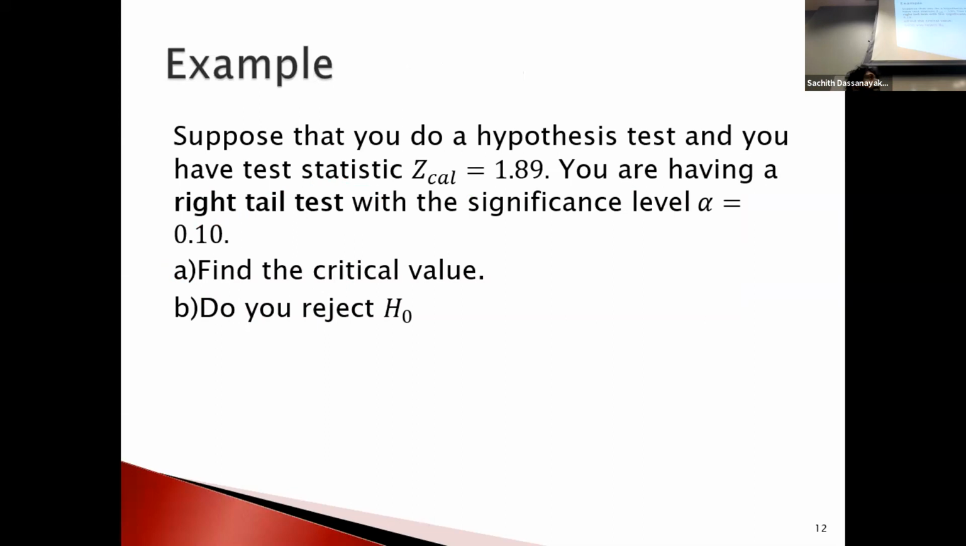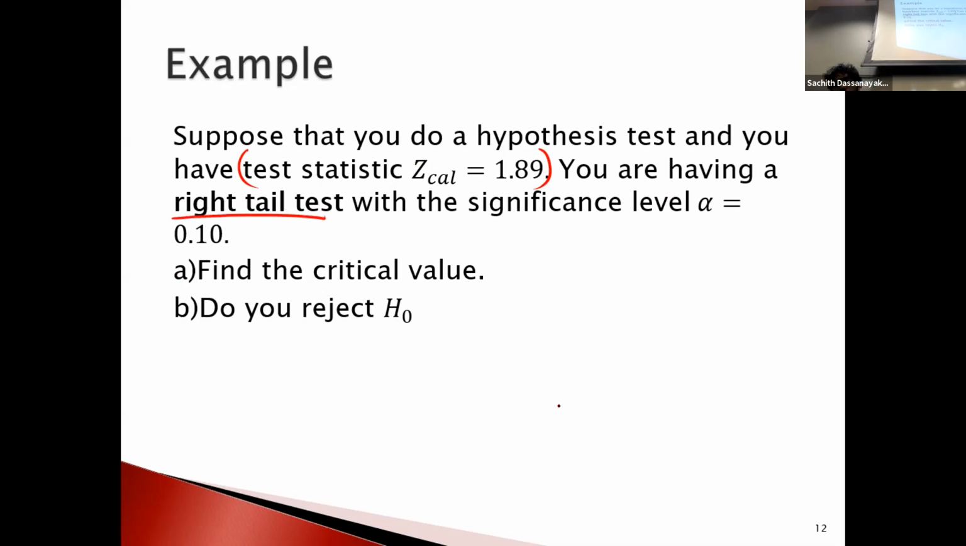Let's do some examples. Suppose that you have a test, you do a hypothesis testing, and you have a test statistic. Your Z calculated, or your test statistic, is 1.89. It is a right tail test.